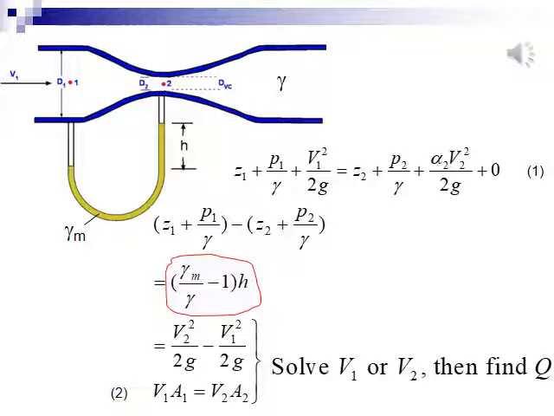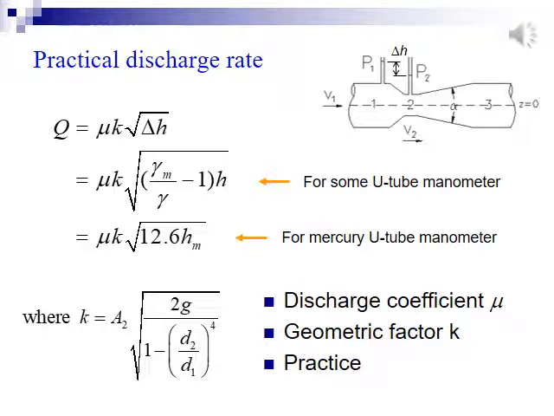Now combine the result from equation 1 and the continuity equation 2 on the bottom. We can solve the velocity v1 or v2, then find the flow rate Q. Finally, we have such calculated expressions. To consider frictions, the discharge coefficient μ is introduced. The geometric factor k is determined completely by the geometry of the tube.